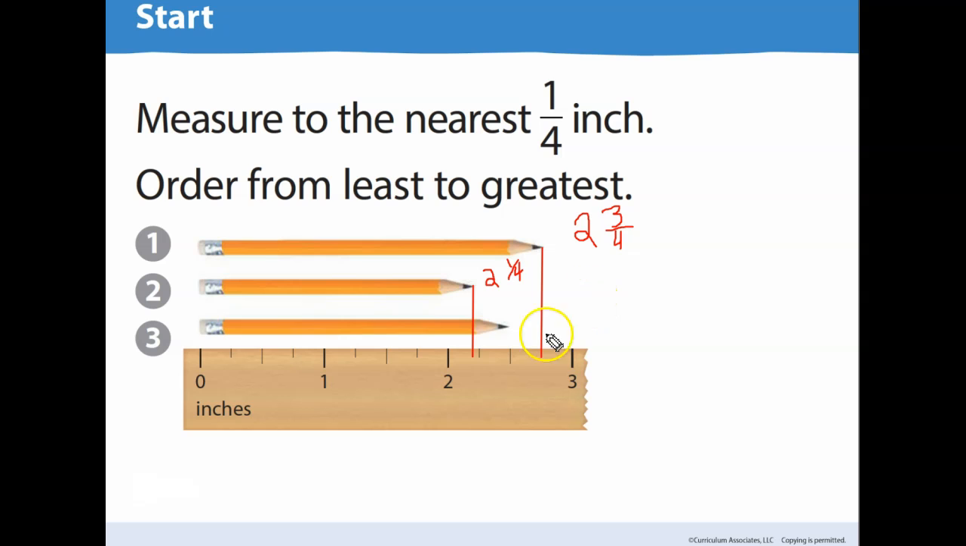Okay. And then this one is right here. What's number 3? It's past 2, so that's the whole number. And it's halfway between 2 and 3. 2 1/2. All right.